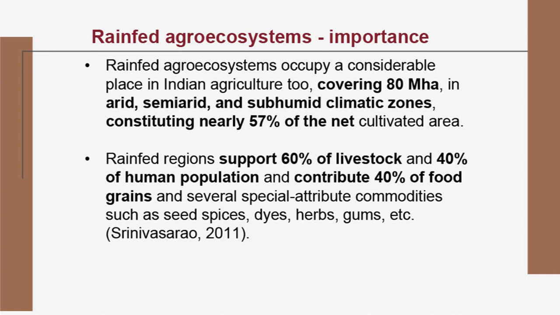So rainfed regions also support 60% of the livestock and 40% of the human population, and contribute 50% of the food grains and several special commodities such as seed spices, dyes, herbs, gum, etc. So in that sense, rainfed farming is very, very important for the food security of the country.